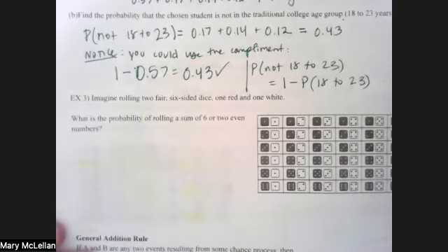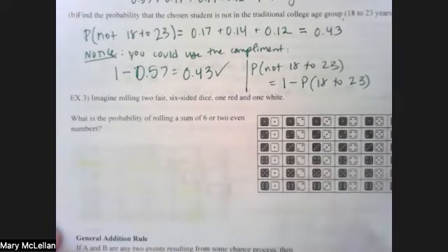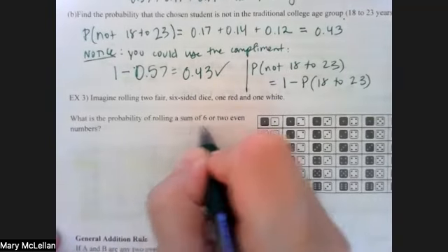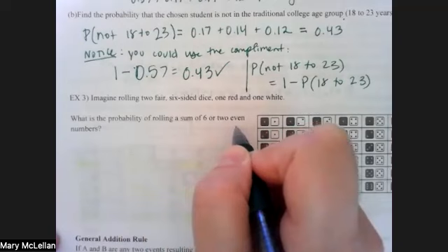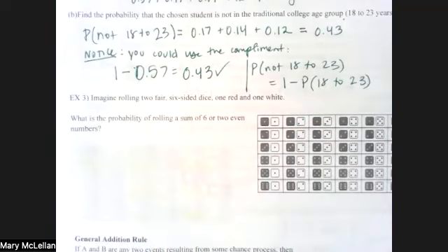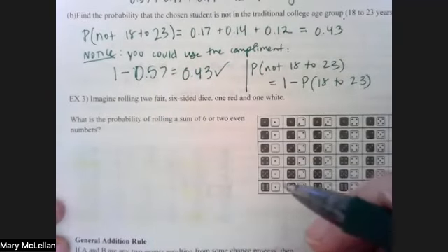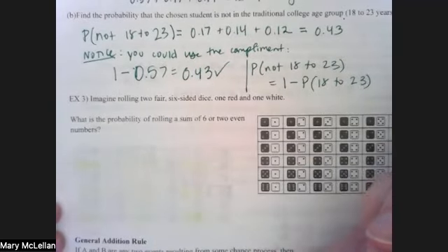Next example. Imagine we rolled 2 fair, 6-sided dice, 1 red and 1 white. We're revisiting this model. What is the probability of rolling a sum of 6 or 2 even numbers? Let's think. Why are we asking this question? What do we have to gain from this? Come with me on this journey.